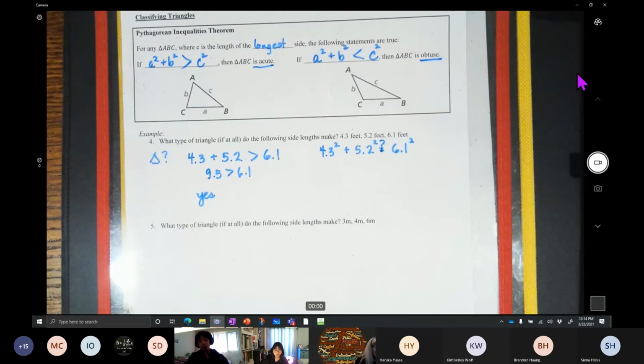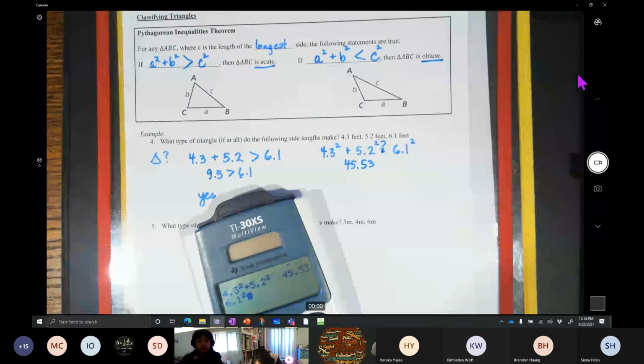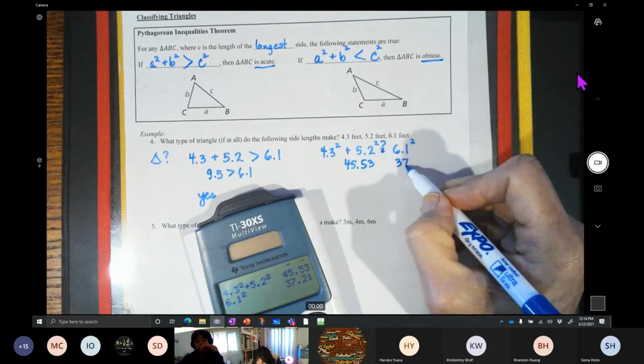Again, grab your calculator. 4.3 squared plus 5.2 squared. That's going to give me 45.53, and 6.1 squared is going to give me a 37.21. So this one's bigger, which means a squared plus b squared is greater than c squared, which means it's over here. That's this one. That means that it is an acute triangle.